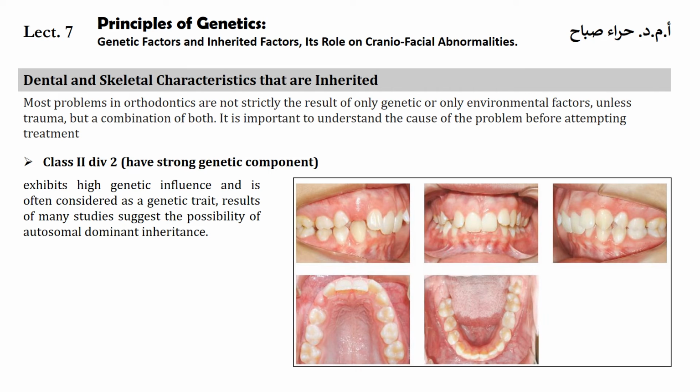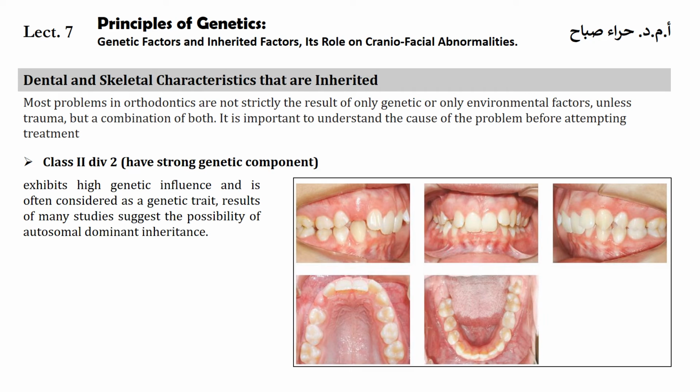While in class 2 div 2 malocclusion, the studies showed that it has a strong genetic component and exhibits high genetic influence and is often considered a genetic trait. Results of many studies suggest the possibility of autosomal dominant inheritance. Class 2 div 2 is a multifactorial polygenic complex trait, a number of genes acting additively rather than being the effect of a single controlling gene for the entire occlusal malformation.